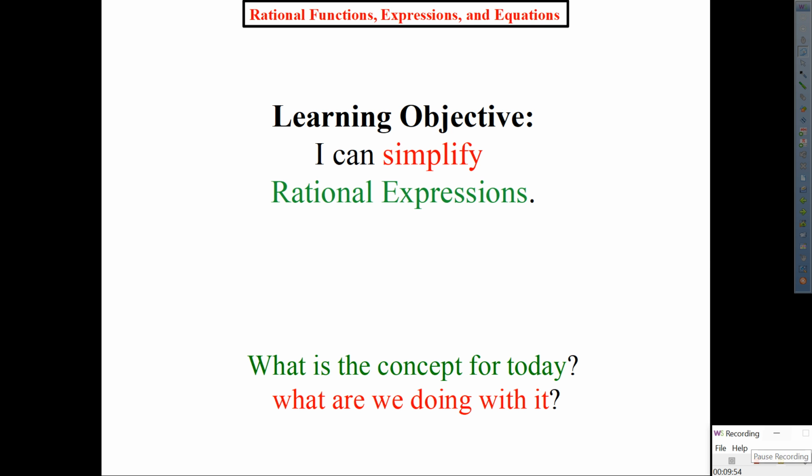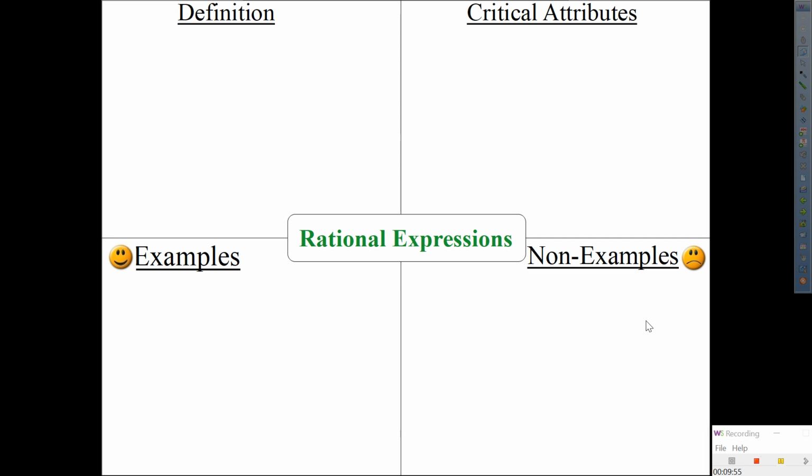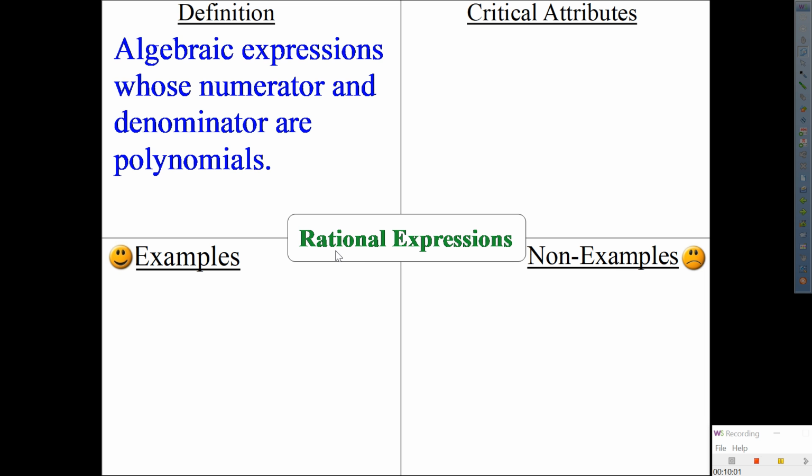All right, rational expressions, what are they? They are algebraic expressions whose numerator and denominator are polynomials. Another way of thinking of rational expressions is just saying fractions. Rational expressions are fractions. What kind of fractions? They are algebraic expressions whose numerator and denominator are polynomials.